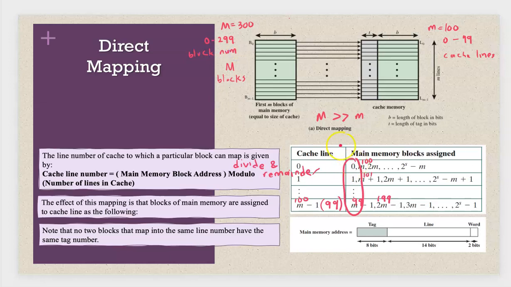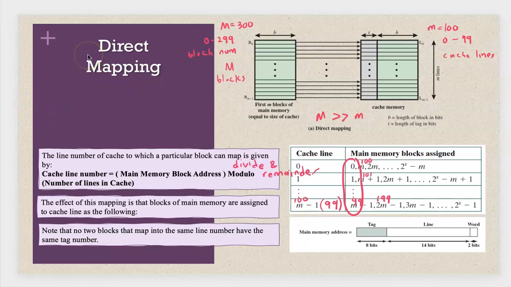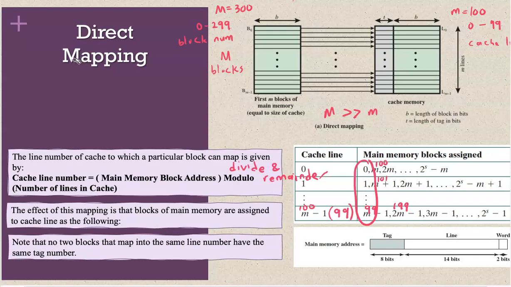Let's say I want to map block number 32. I want to know where I should map it. This is straightforward, right? Because our cache lines go from 0 to 99, block 32 would be mapped exactly to cache line 32. So what if we have block 132, where would this be mapped to?